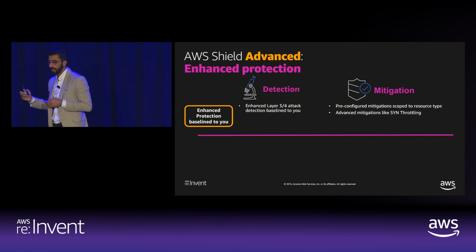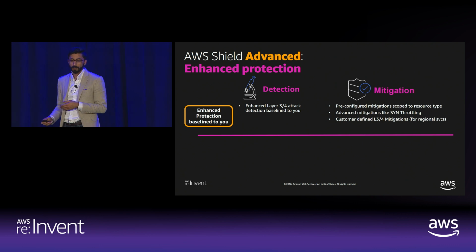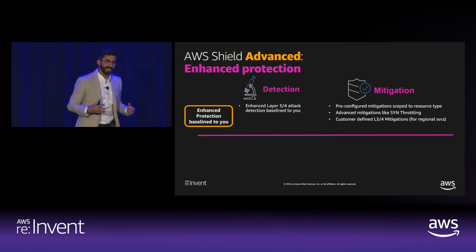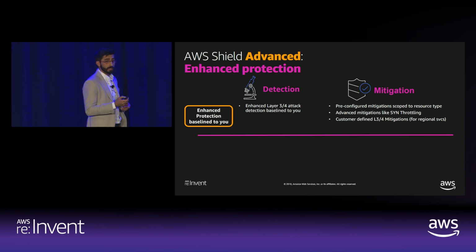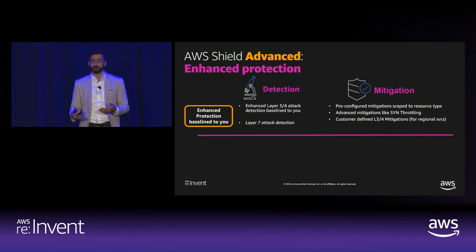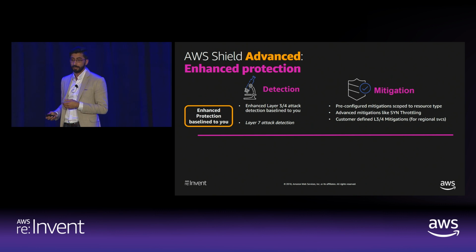And then we're using the same Blackwatch stacks with pre-configured mitigation templates that are scoped to the resource type that you've chosen, as well as using advanced mitigations like SYN throttling on it, right? And if you're using a regional service, you can actually define pre-configured templates for this layer 3 and 4 protection on it, right? With Shield Advanced, we actually go one step ahead, over and above network and transport layer attacks, and look for layer 7 web application attack anomalies as well, right?